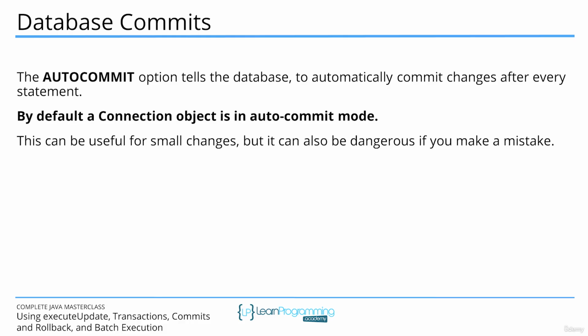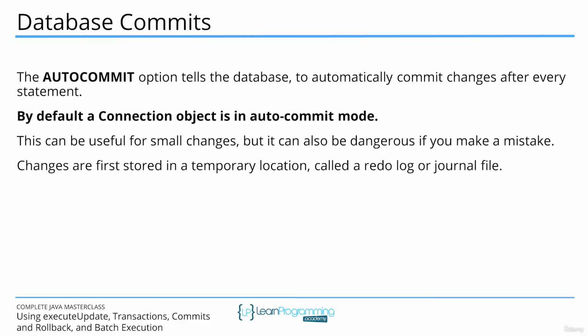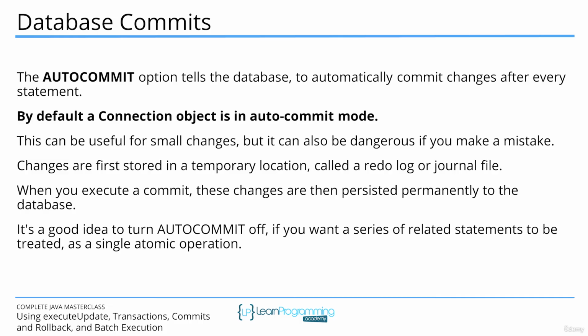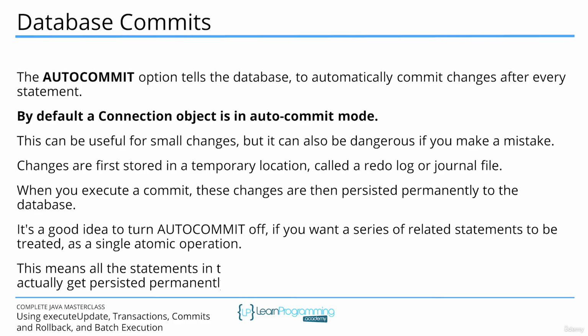When you make changes by executing queries, these changes are first stored in a temporary location called a redo log or journal file. When you execute a commit, these changes are then persisted permanently to the database. If you turn auto-commit off, you can run a series of statements and review the effects of your changes from this temporary location before you execute a manual commit. It's a good idea to turn auto-commit off if you want a series of related statements to be treated as a single atomic operation. This means all the statements in that group have to be run successfully before they actually get persisted permanently.